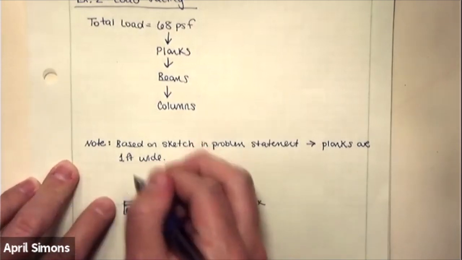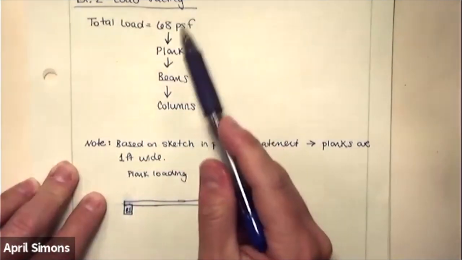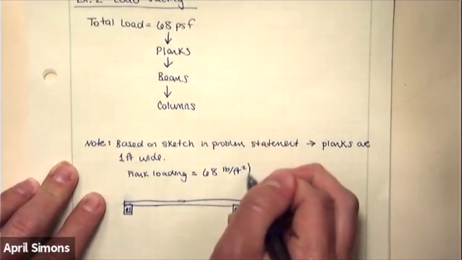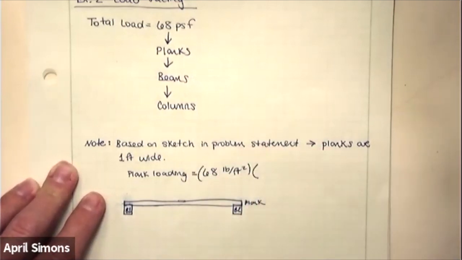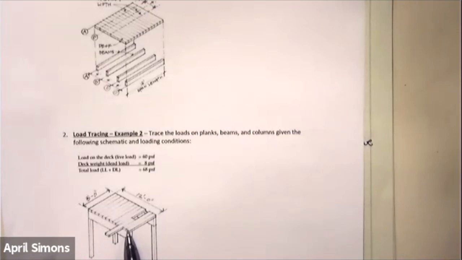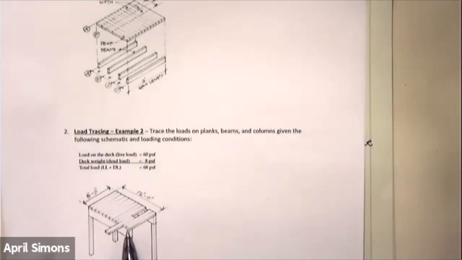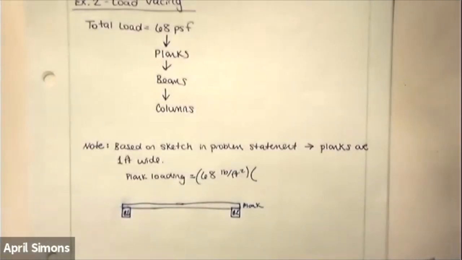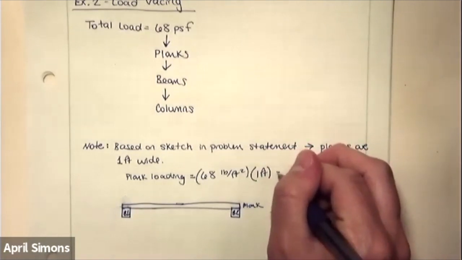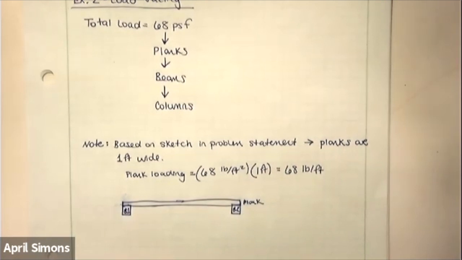So our plank loading, okay, we're given they're supporting a 68 PSF load, 68 pounds per square foot. The tributary width for each plank, if they're spaced at 1 foot on center, will be 1 foot to the left, 1 foot to the right. That won't necessarily be the case for the end planks, but let's just simplify this problem and apply it to all of them. So 1 foot. So that gives us 68 pounds per foot for our plank loading.